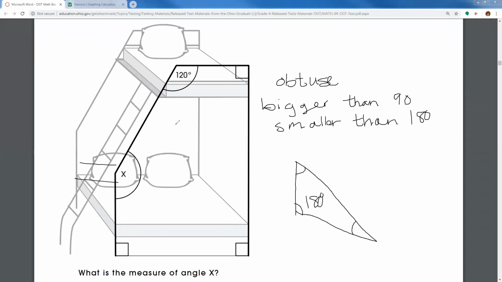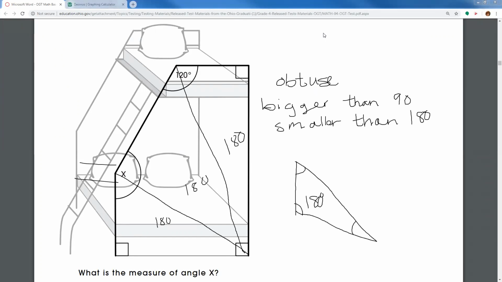So if you split this shape into a whole bunch of triangles, all the triangles you possibly can, how many triangles does this shape make? 3. And you can't cross over. Like I could draw a line from here to here, but then I crossed over. So you can't have any crossovers. So if there's 3 of them, all 3 of them are 180.